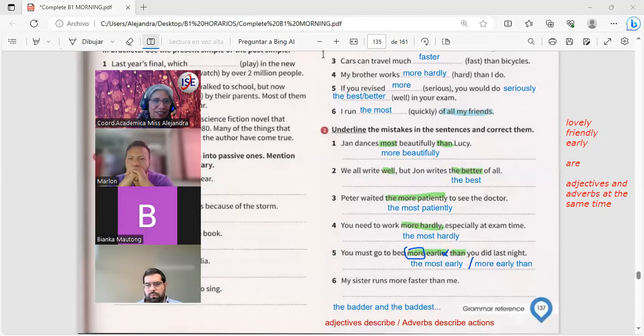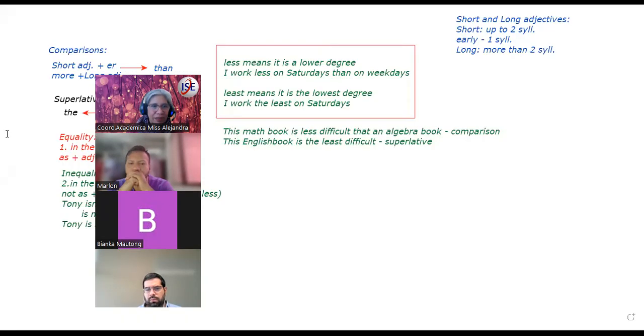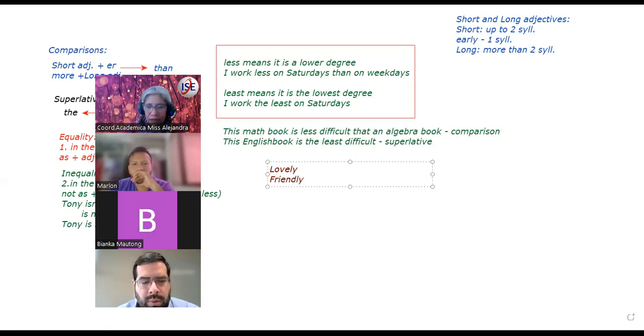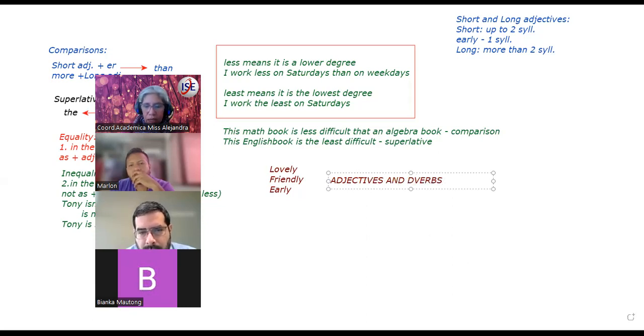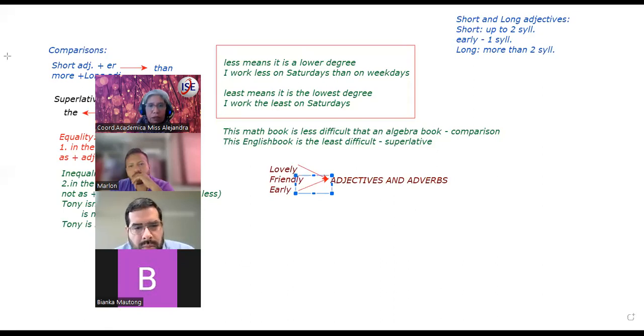In the case of lovely, friendly, and early, these three words are adjectives and adverbs at the same time, depending on how you use them. And you say, okay, how come? Let's do an example with friendly.